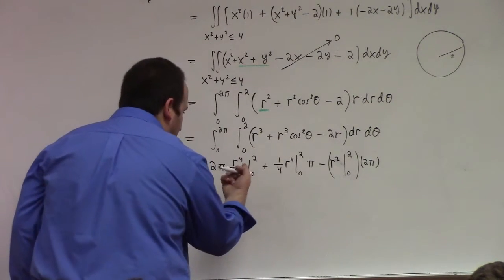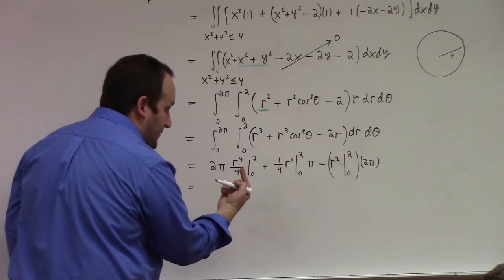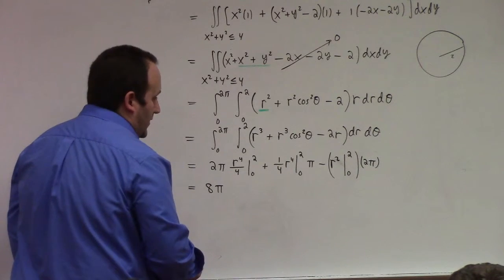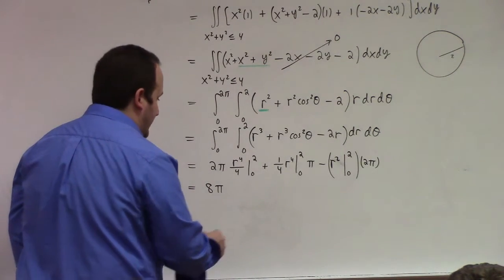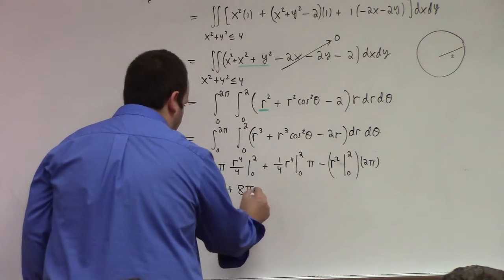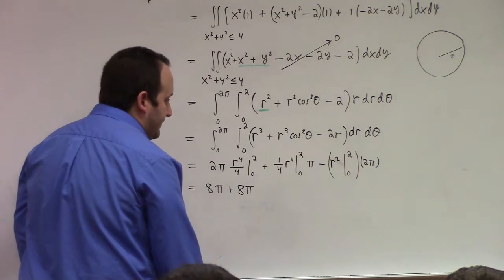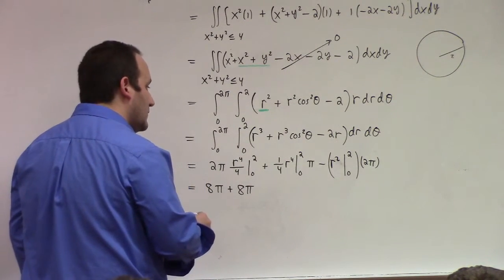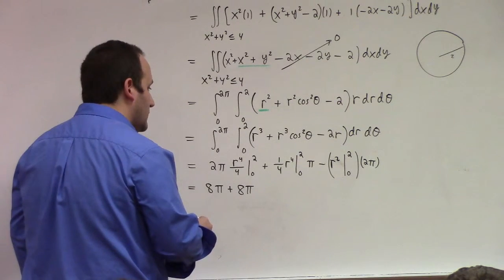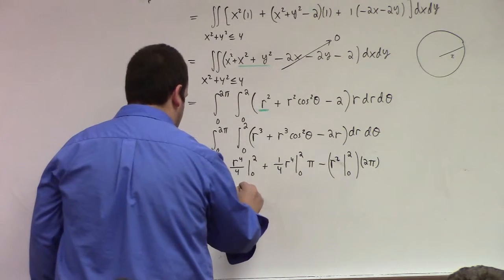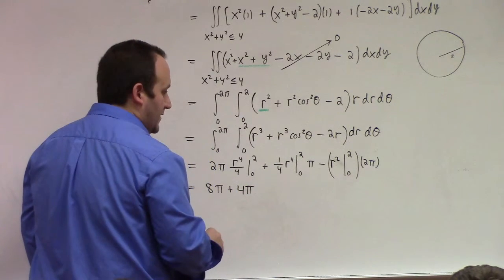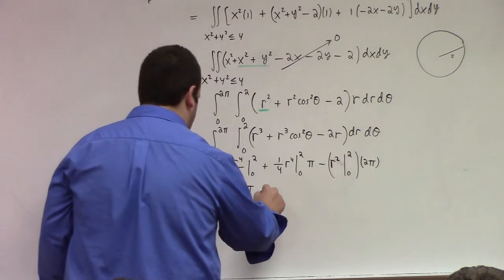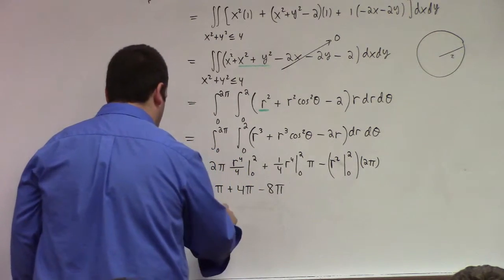Which is what? 16 over 4 is 4, times 2 pi is 8 pi. Plus 4 pi. Minus only 4? You're right, thank you. Very good. And what's the last one? 4 times 2? 8 pi minus 8 pi. Aha. So we have a winner, 4 pi.